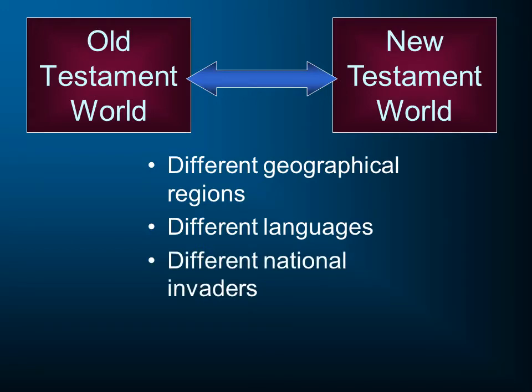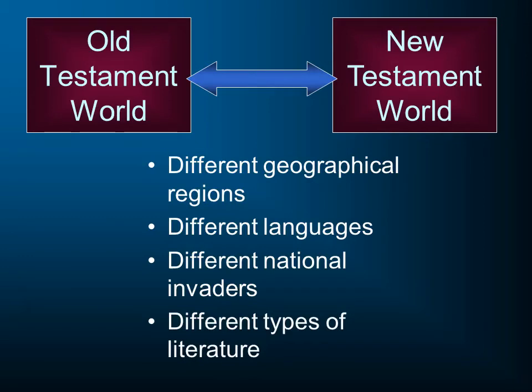Different national invaders. In the Old Testament, I had countries like Assyria, and then Babylon, and finally the Persians that held sway over the land of Israel. That's all a thing of the past when we come to the New Testament. Now Rome is the superpower in the Middle East. Different types of literature. One of the things that I've come into as we get to our New Testament world is the advent of historical literature. It's said sometimes that Herodotus was the father of history, and he's actually writing at the very end of the Old Testament era. But now that type of writing has been popularized so that historical writing is a thing to be expected.